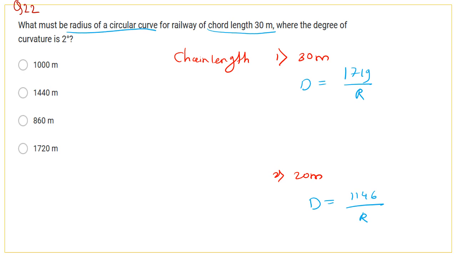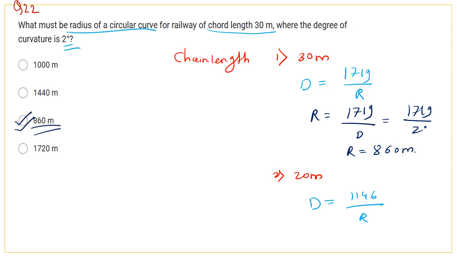Here the value of D is 2 degree. So put that value into the formula. R equals 1719 divided by D, which is 1719 divided by 2 degree, and R equals 860 meter. So here option number third is correct, which is 860 meter.